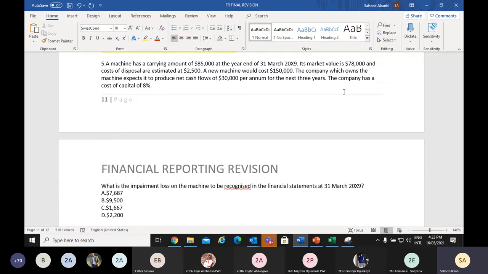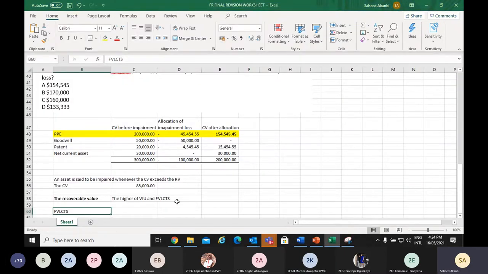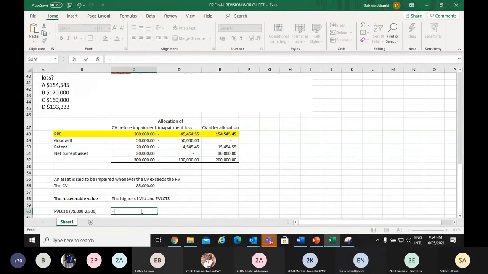78. Why not 150? Because 150 is that of a new machine, while this our machine has already been used. All right, I love that. So I will do 78 minus 2,500. I'm impressed. So 78 minus 2,500, because 150 is for you. Yes, correct. 78 minus.